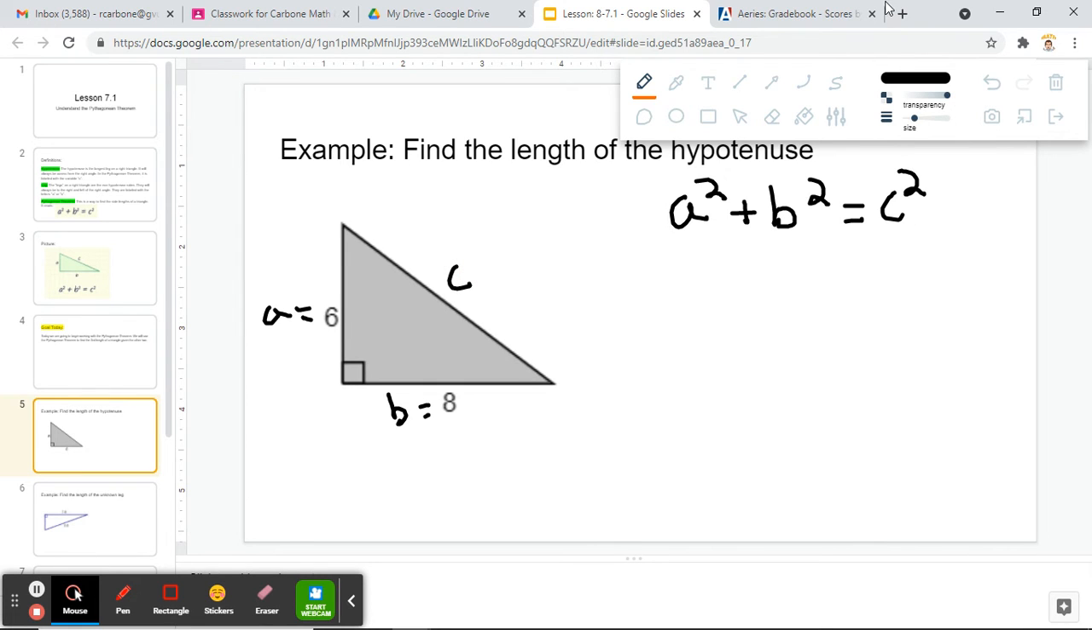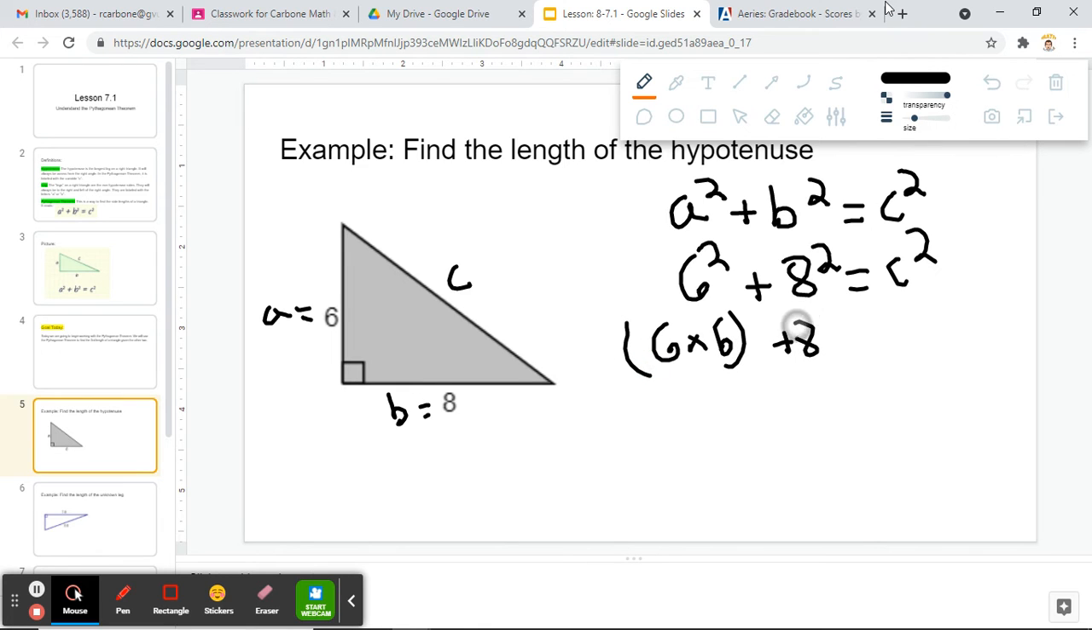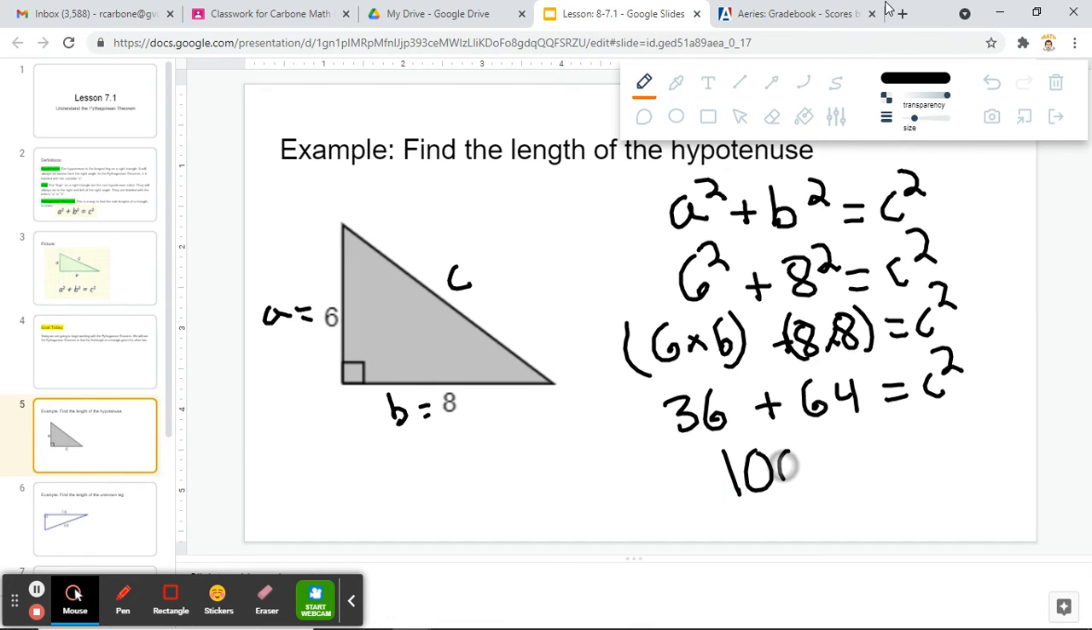All righty, so a squared, so we have 6 squared plus b squared, which is 8 squared, is equal to c squared. Remember, a squared number means that number times itself. So this is 6 times 6 plus 8 times 8 is equal to c squared. 6 times 6 is 36. 8 times 8 is 64, and that's equal to c squared. 36 plus 64 gives us 100, is equal to c squared.